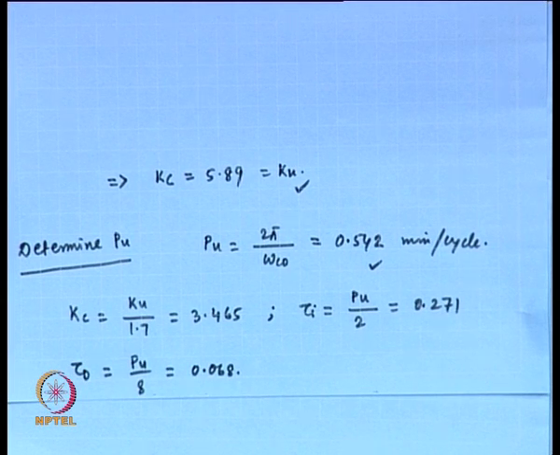So, by this way we can tune P only and PI controller also. So, today we discussed the Nyquist stability criteria with an example, then we discussed the theory involved in Ziegler-Nichols technique, then we have discussed one example to apply that ZN technique.